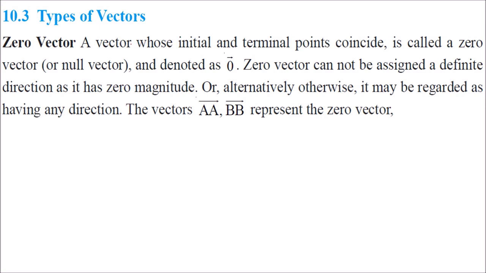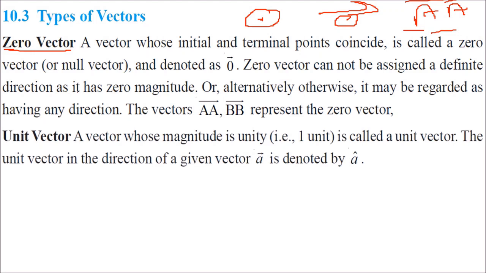Types of vector. How many types of vector do we have? Let us see one by one. Zero vector. If a vector has initial point and final point the same, that is, they coincide, we call it a zero vector. We denote it by zero vector. Because there is no direction and no magnitude, we can just say A, A, because starting is A, ending is A. So AA, BB, these are all zero vectors.